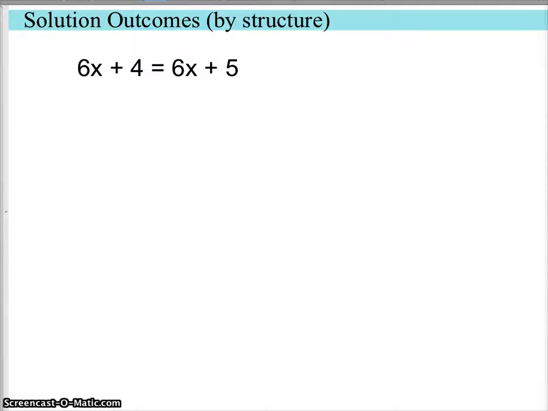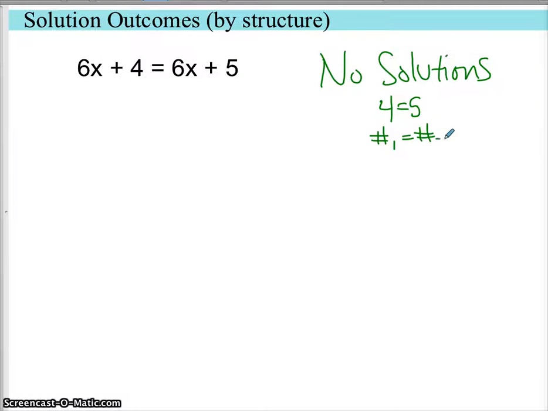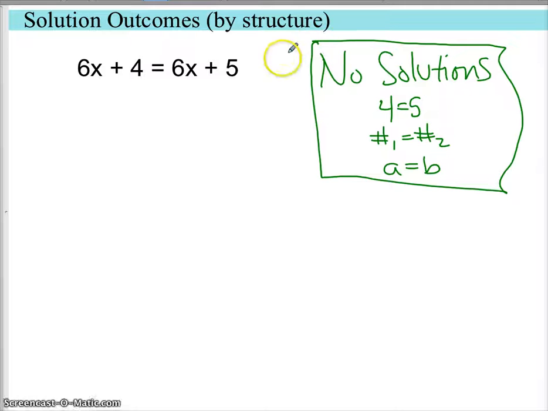Let's look at this case here. When we did this, we saw that there would be no solutions. We could tell that because when we solved it, we had 4 equals 5, or we had a number equal to a different number. We can write that as a equals b, 2 different numbers equal to each other. So just reviewing some of the solving steps at the same time. Now, how could we figure out it had no solutions without solving?